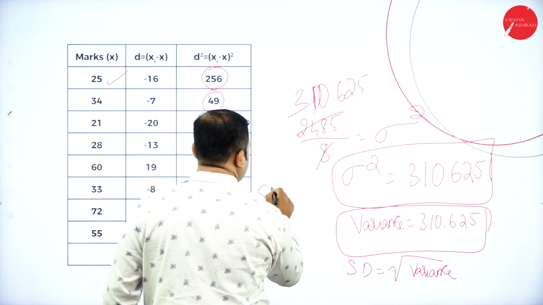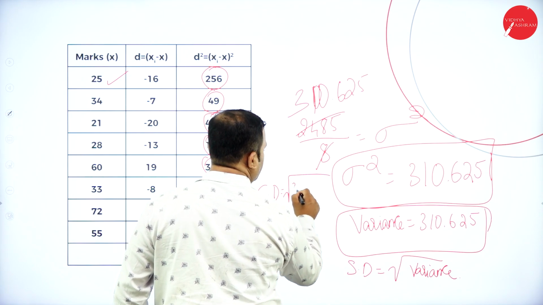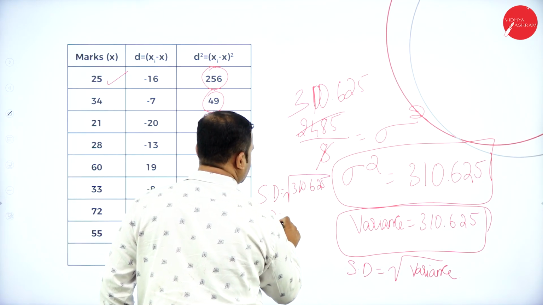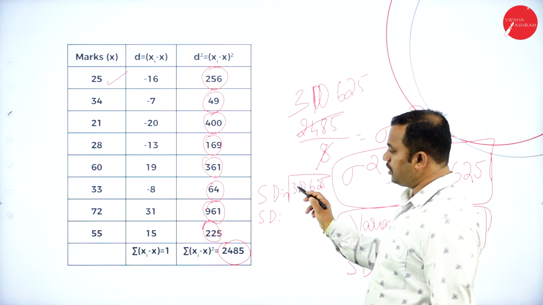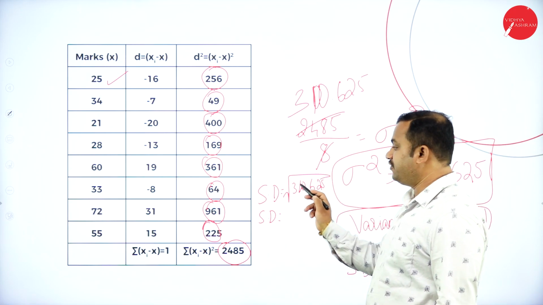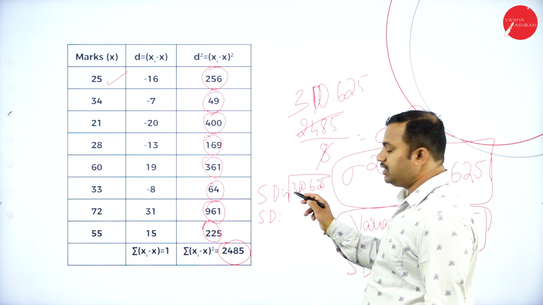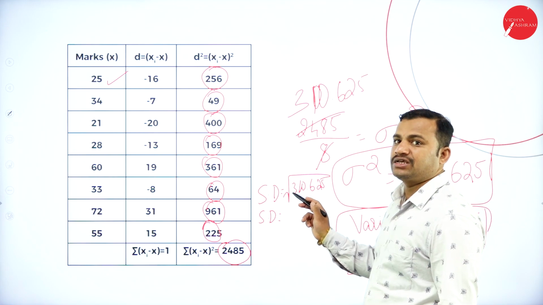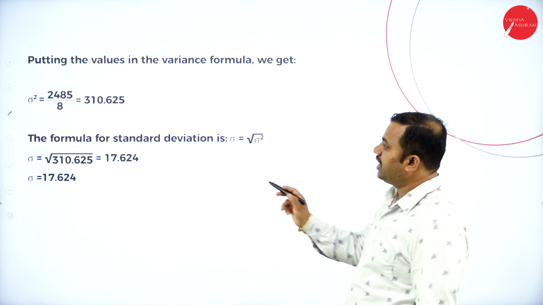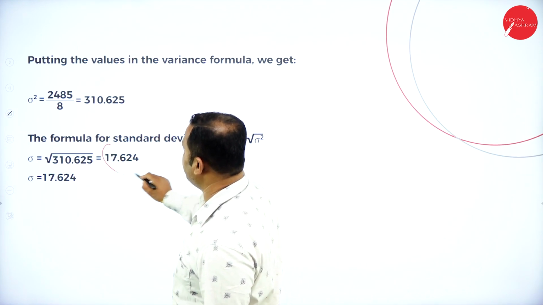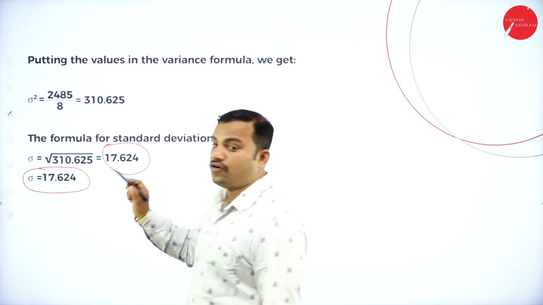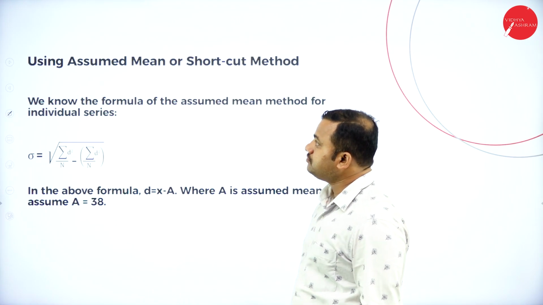That means SD is equal to square root of 310.625. That is, SD is equal to some value which is equal to square root of this. 8 into 8 is 64, 10 into 10 is 100, 15 into 15 is 225. It has to be more than 15. If that is the case, we have 16 into 16, that is 256. So we have the value which is equal to 17.624. That is the standard deviation for individual series.